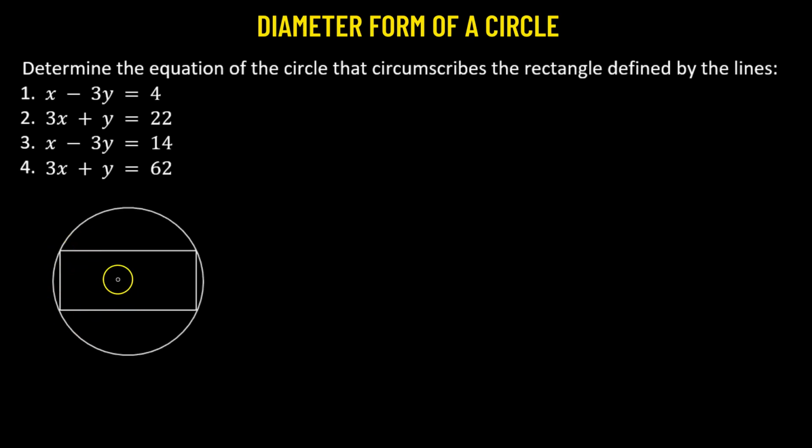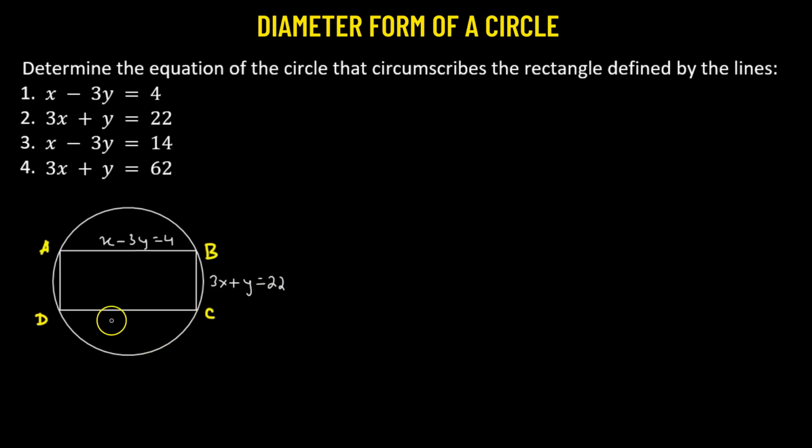So here we have a rectangle inscribed within a circle. We need to determine the equation of the circle. It's given here that this rectangle is formed by these 4 lines. So let me consider the vertices of the rectangle to be A, B, C, D, such that AB is represented by the line, let's say, x minus 3y equals 4. BC is representing the line 3x plus y equals 22.